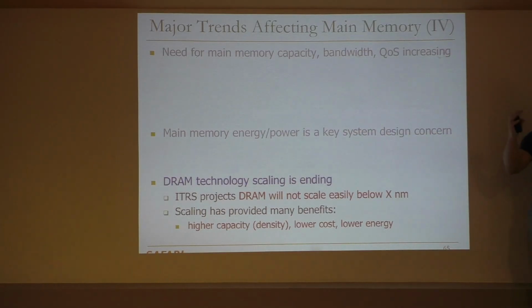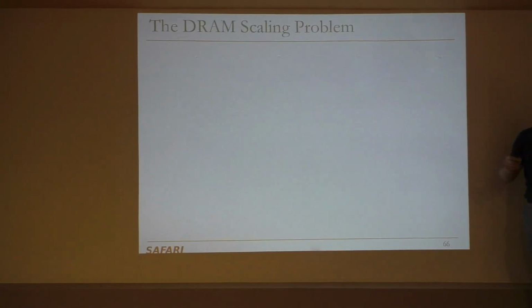Clearly, as you reduce the size of a cell, you get a lot of benefit. The downside is it's becoming much more difficult to do so at this point because of a lot of issues like reliability, as we will discuss. I'll give you real evidence from the field. It's fascinating, but it's also not a bit scary from a security perspective. So let's go into this a little bit more.